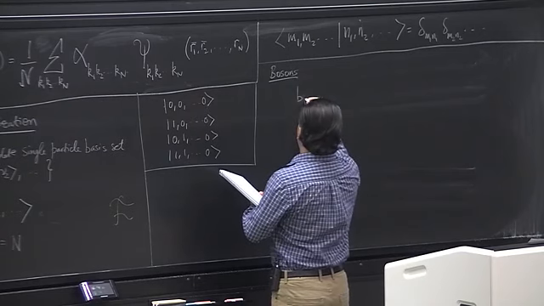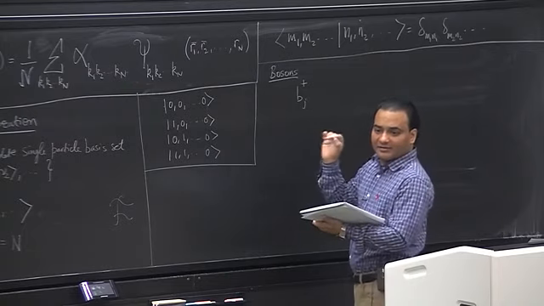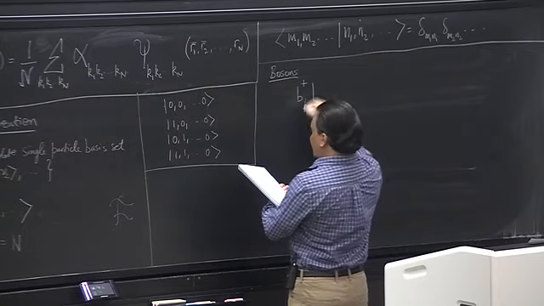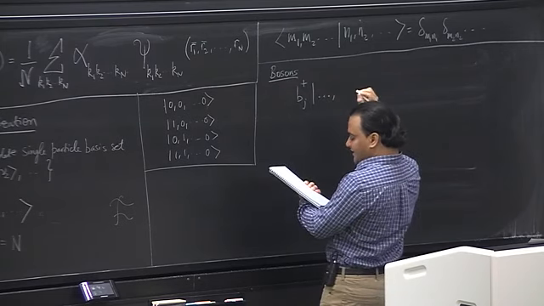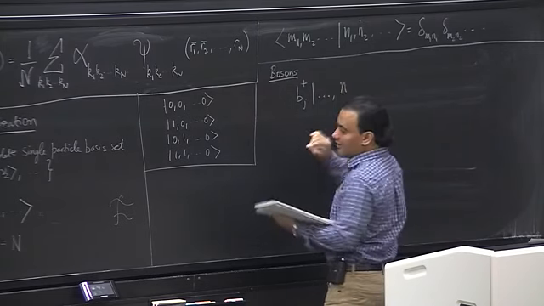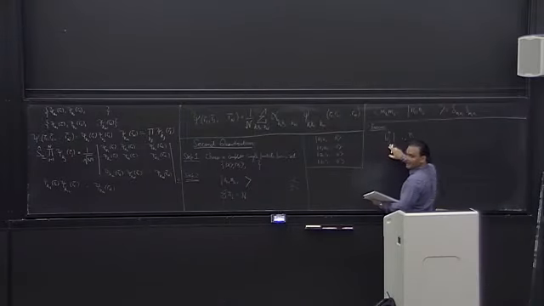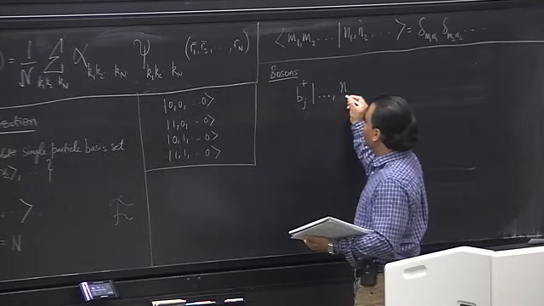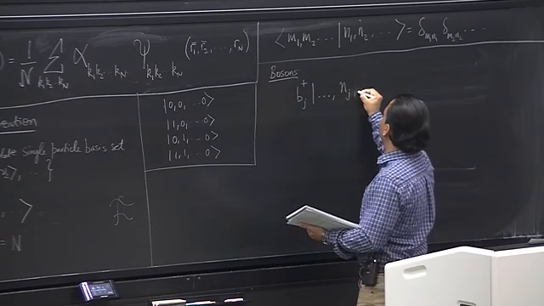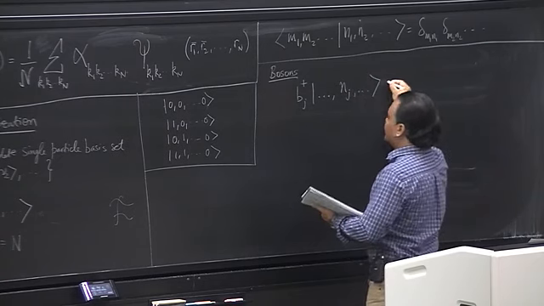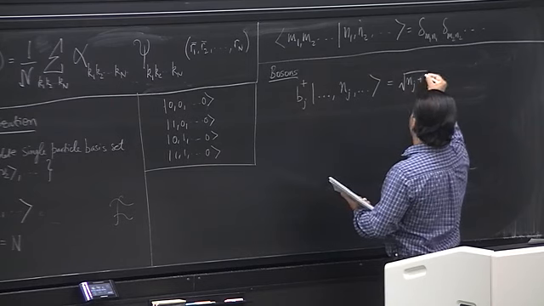So I will use operators b's for bosons and c's for fermions. A creation operator, b_j dagger, acting on a state in this representation, with index j, and let's assume that the state has occupation number n_j. This is simply square root of n_j plus 1.